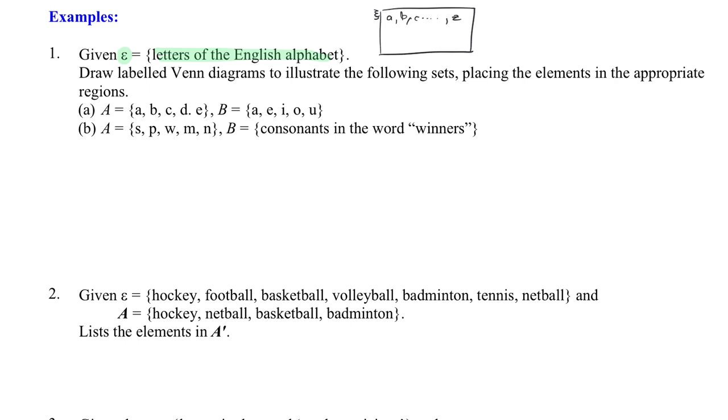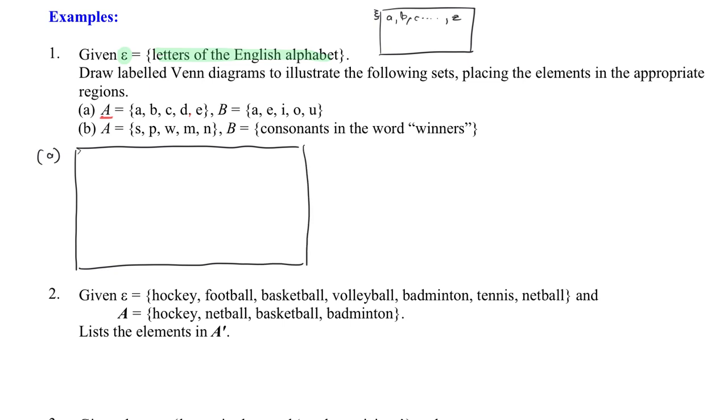But now I have to consider things that they want us to further fit, smaller subgroups. For example, in part A, A is the set of A, B, C, D, E, and B is the set of A, E, I, O, U, right? So for part A, this is how I'll do it. I will first draw the universal set, the bigger set, right? Hope you remember how to draw the universal set with that symbol. And now I'll fit A and B inside.